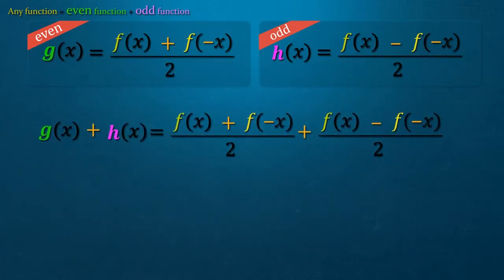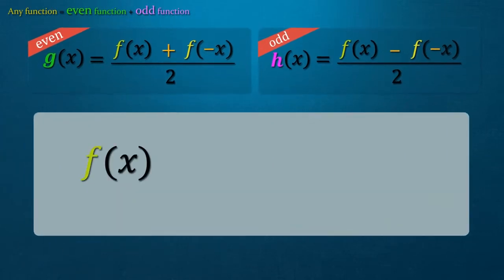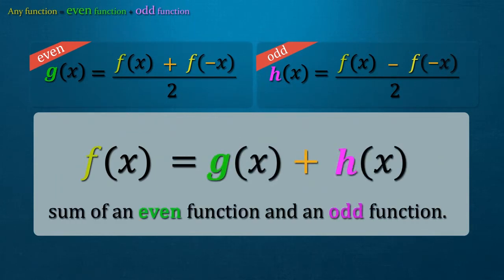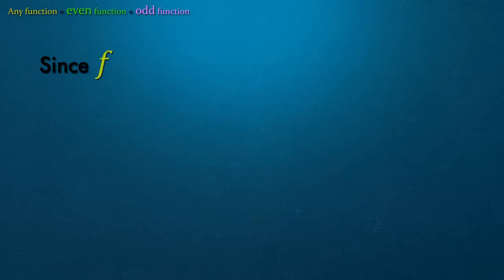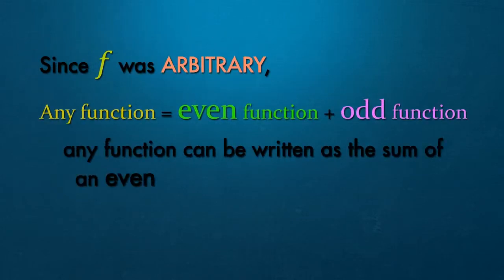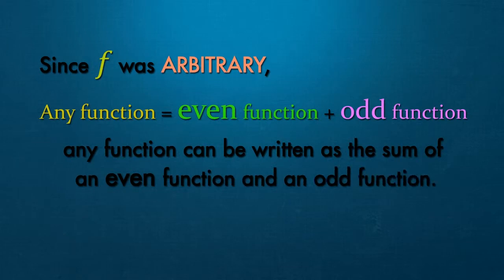Summing g and h, or f of x plus f of minus x over 2 plus f of x minus f of minus x over 2, we get 2f of x over 2, which is just f of x. Hence, f can be written as the sum of an even function and an odd function. Since f was arbitrary, any function can be written as a sum of an even function and an odd function.